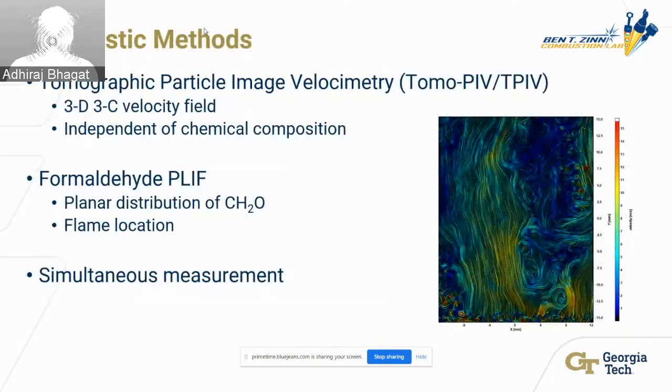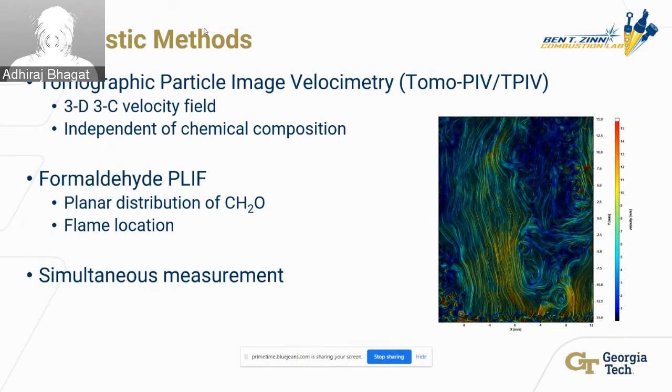So the diagnostic methods that we chose for this experiment are tomographic particle image velocimetry, or TPIV, and formaldehyde PLIF. Using TomoPIV, we hope to get a three-dimensional, three-component velocity field. That's what the 3D and 3C stand for. And the advantage of PIV is that it's independent of chemical composition, and that means we can use the same method to get the velocity field in the reactants, the flame, and the products.